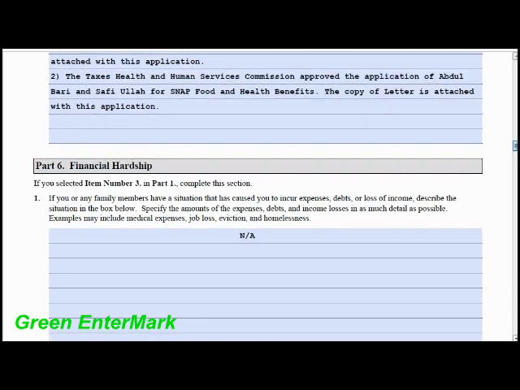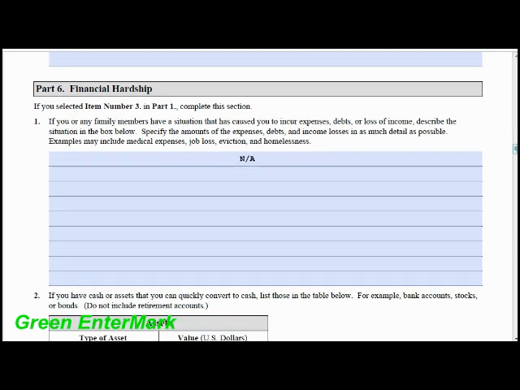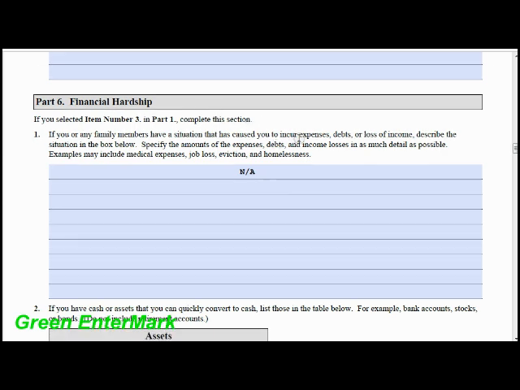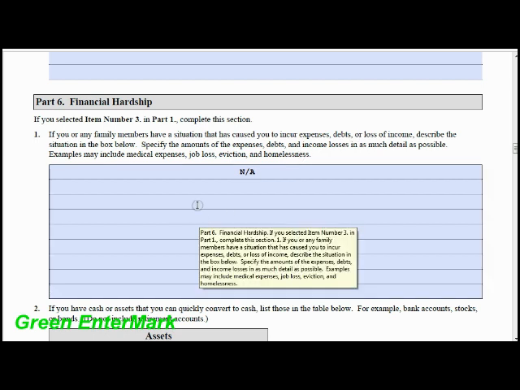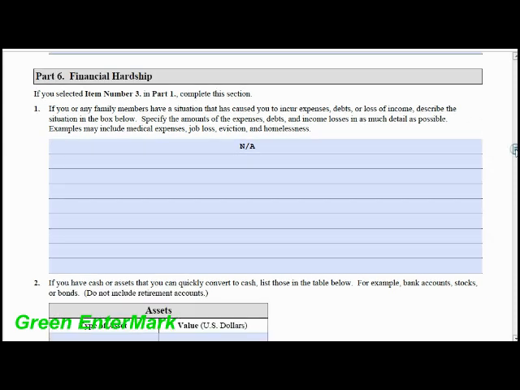Now part 6, financial hardship. If you have a financial hardship, you have to fill out part 6. If you or a member of your household has a situation that has caused you to incur expenses, debts, or loss of income, you have to mention all the uncertain situations that became the cause of your financial hardship. If you have debts or losses in business, mention them here and attach copies of proof with this form.